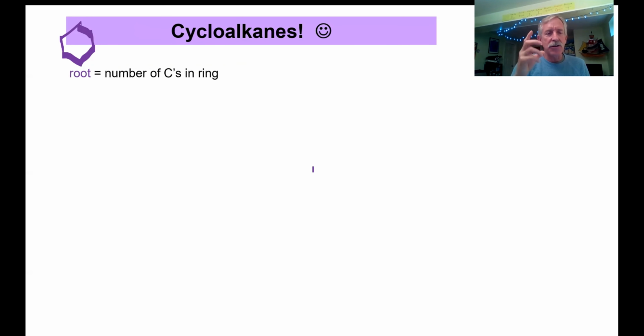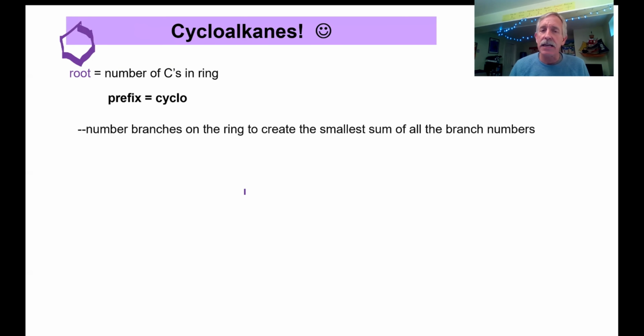Generally the root, as you heard in cyclohexane, is the number of carbons in the ring. The prefix is the cyclo, because I can't just say hexane. That would be just a chain. So don't forget the cyclo, often forgotten. And then we look at the branches on the ring to create the smallest sum of the numbers of those branches. So how would you number and name this compound?